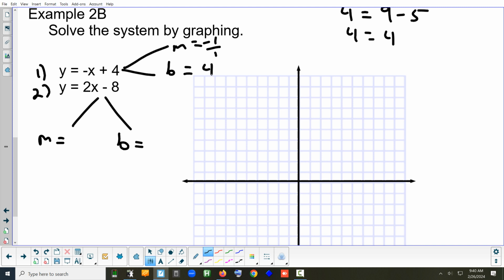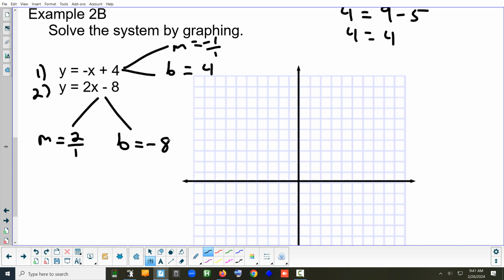Okay. How about equation 2? What's the slope? 2 over 1. And what's the y-intercept? Negative 8. So that's a pretty low number. Hopefully it doesn't go off the graph where they intersect. Otherwise we're going to have a problem.